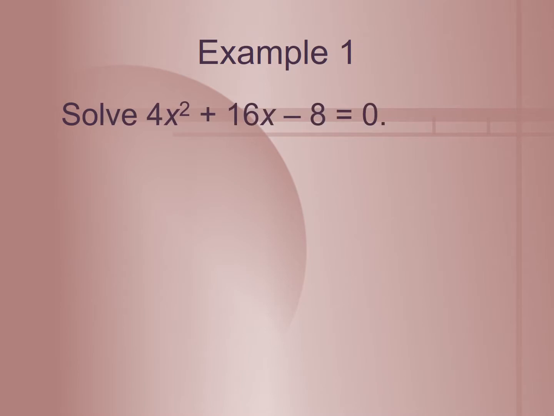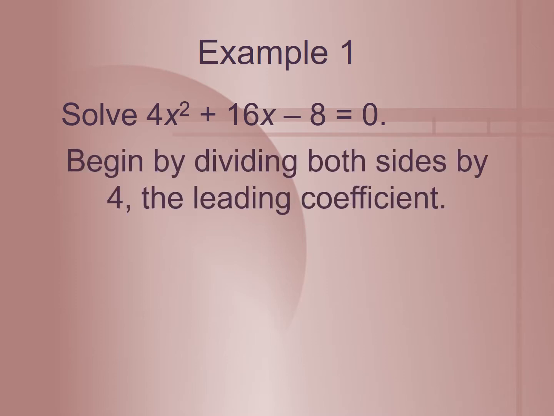So let's say we have 4x squared plus 16x minus 8 equals 0. Because I have a leading coefficient of 4, the first thing I have to do is divide every single term by 4. So I end up with x squared plus 4x minus 2 equals 0. When I divided by 4, this became x squared. 16 divided by 4 is 4, so this became 4x. And then 8 divided by 4 is 2, so this became minus 2. And then 0 divided by 4 is 0, so this stayed a 0.